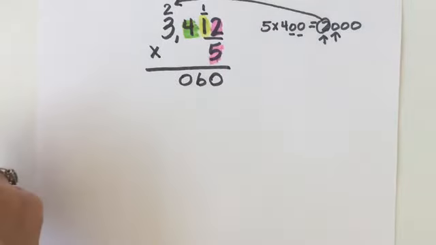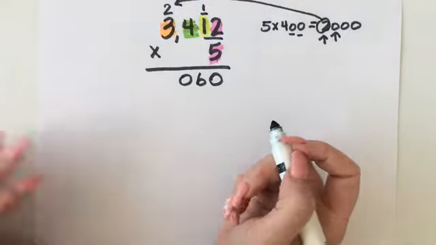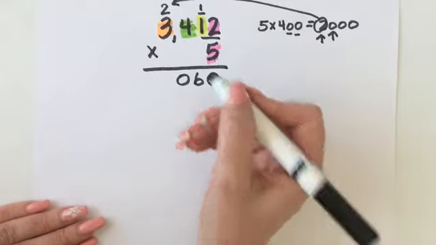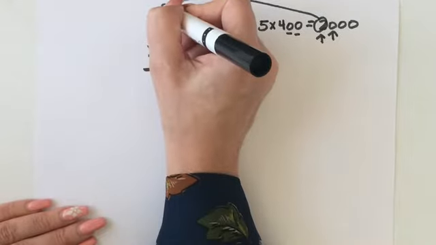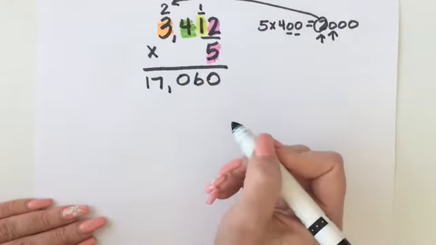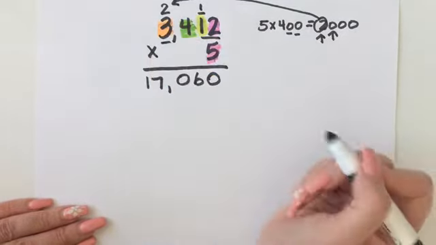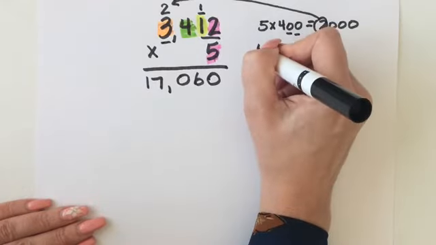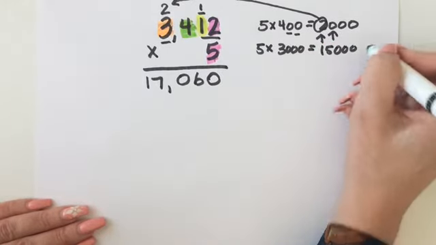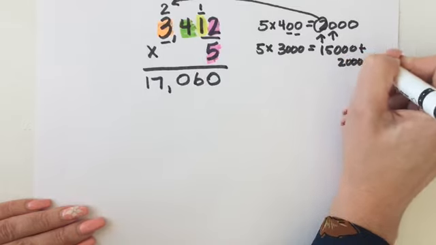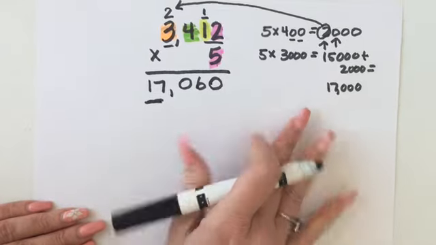The last number that I'm going to multiply is going to be the 5 times 3, or 5 times 3,000. 5 times 3 is 15. 15 plus the 2 thousands that I regrouped. So 15, 16, 17. Which makes sense because I have 17 thousands, and I was multiplying in the thousands place. So 5 times 3,000 is 15,000, plus the 2,000 I regrouped is 17,000.